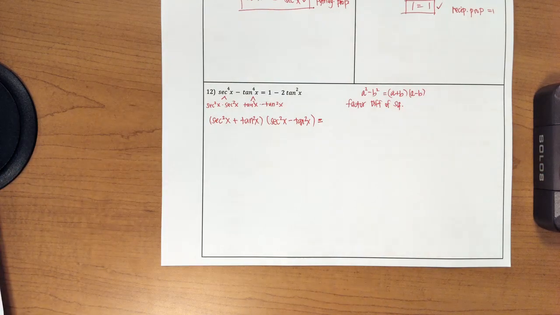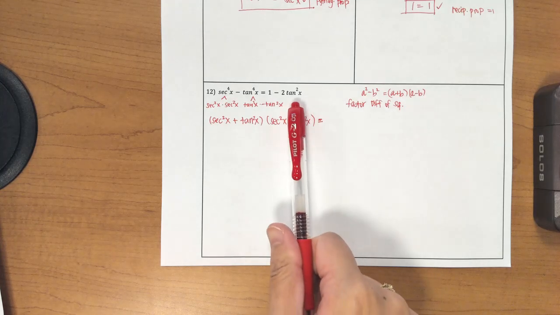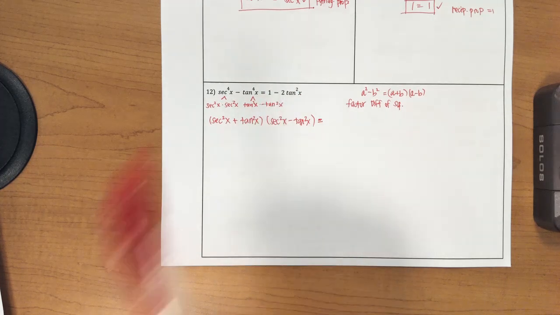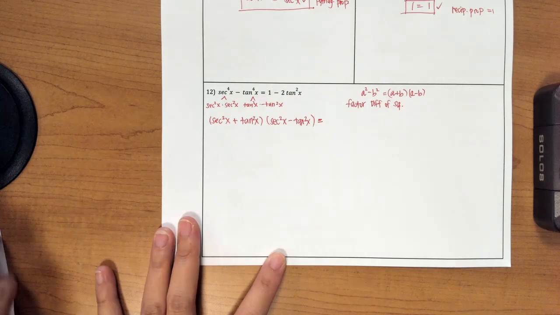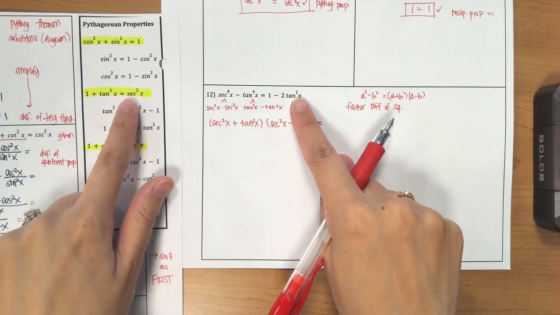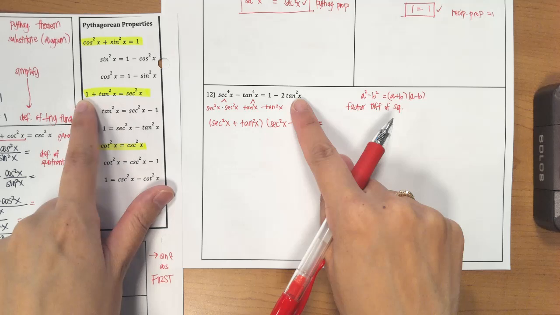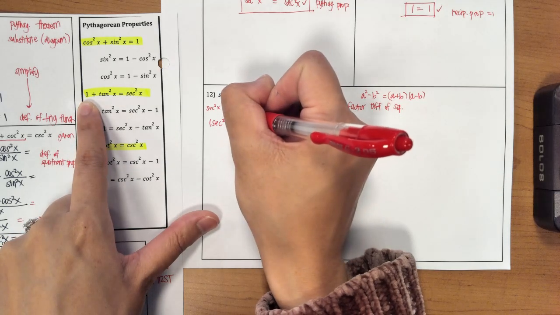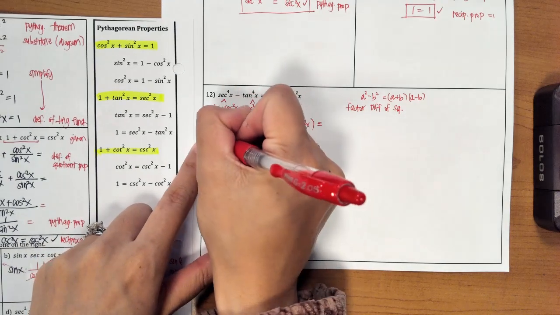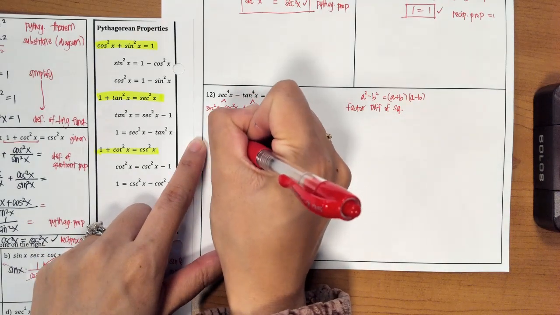And now at this point you might be a little stuck. So here's our thought process. We want our goal to have only tangents, and we need a 1 somehow. If I need a 1, that signals to me that I should be using a Pythagorean property, because it's like 1 minus something. So I'm going to come to my list and notice that if I only want tangents, I can take secant squared and replace it with 1 plus tangent squared.